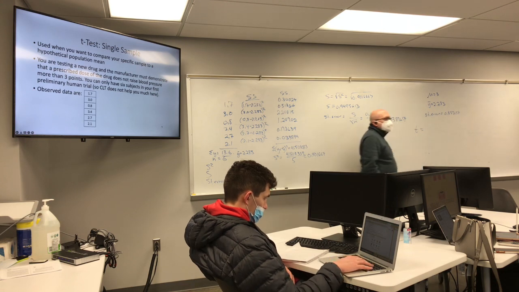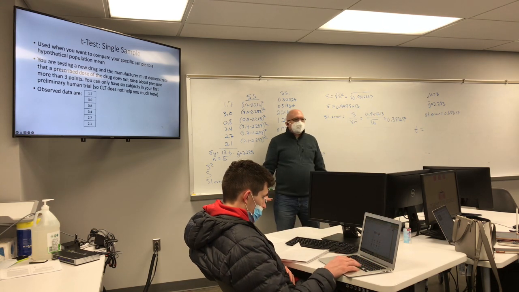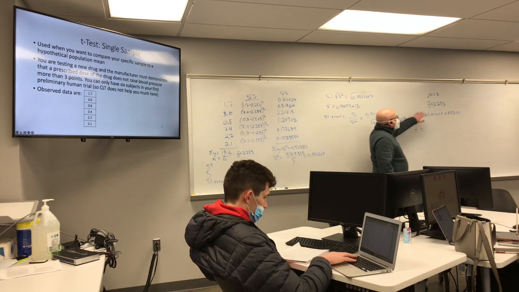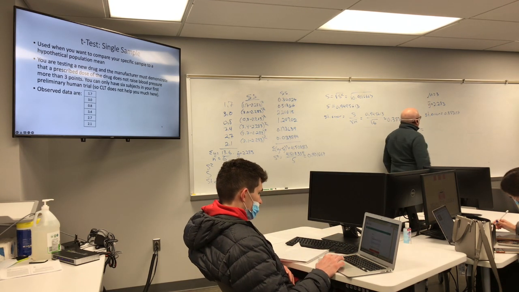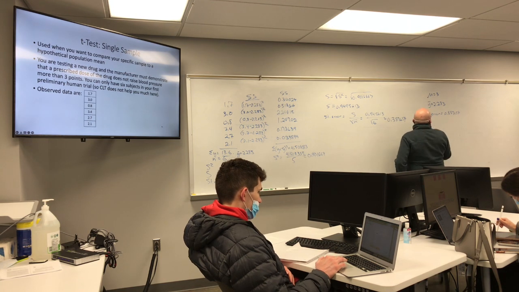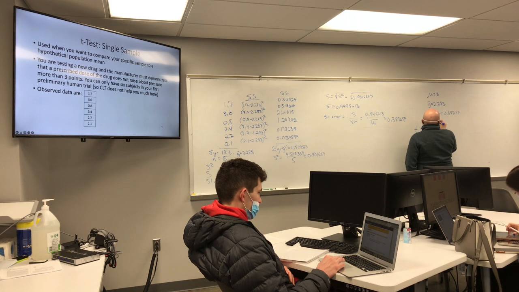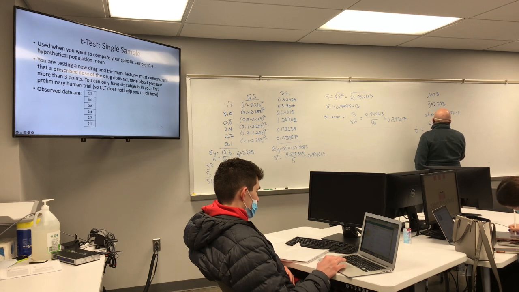So once you have the standard error and the mean, you have everything that you need to know. You know what the hypothetical value is that you're comparing to. You know what your observed mean is, and you know what the standard error is. So the t statistic is simply the observed mean, minus the hypothetical value, divided by the standard error.